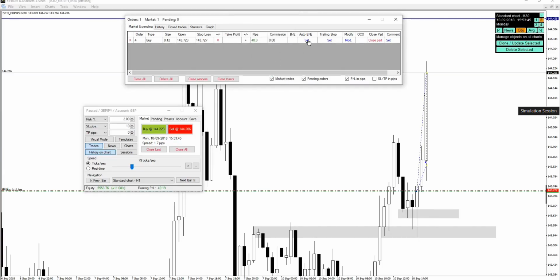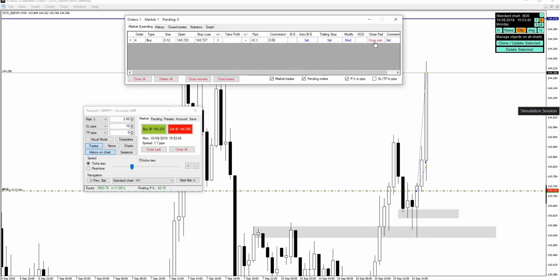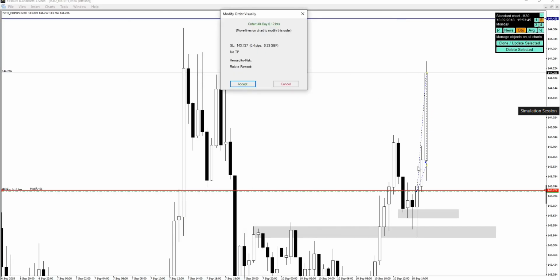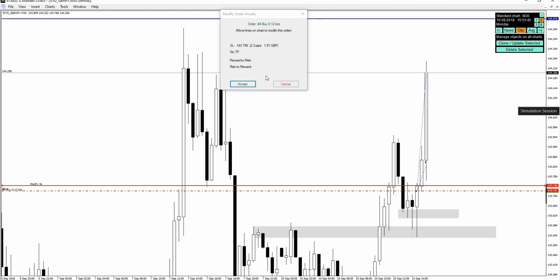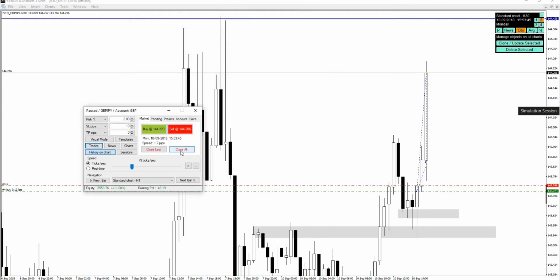Close it. Put stops at break even. How do you put it at break even? Modify this. Okay, it's in profits. Okay, put this in profits. Yeah, perfect. Didn't really expect that movement.